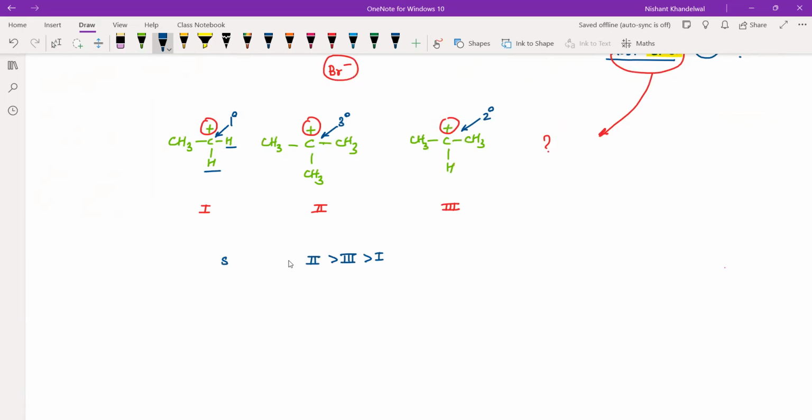The question was, if Br minus is going to attack on this, it will attack this one very fast. So this compound will be formed very fast, or this will be the major product, correct? Because I said the most stable reaction intermediate will give the major product.